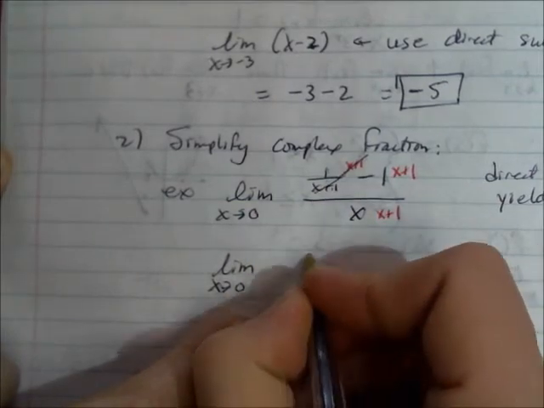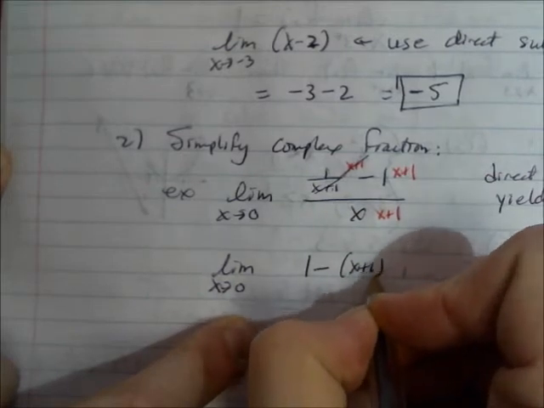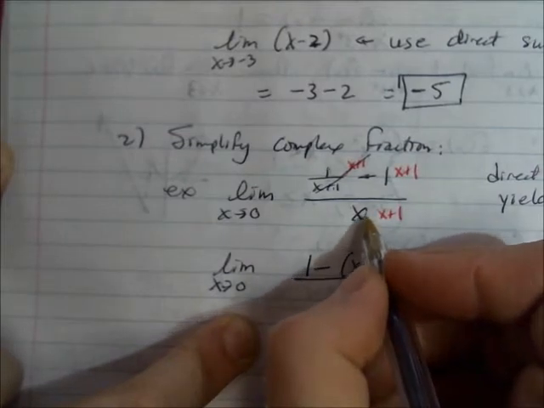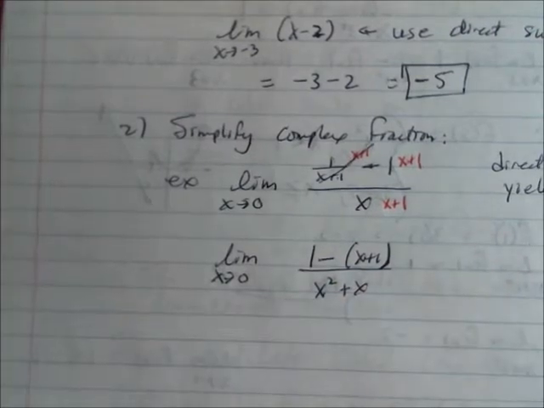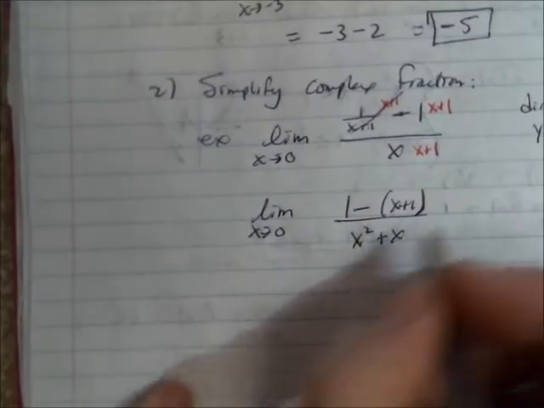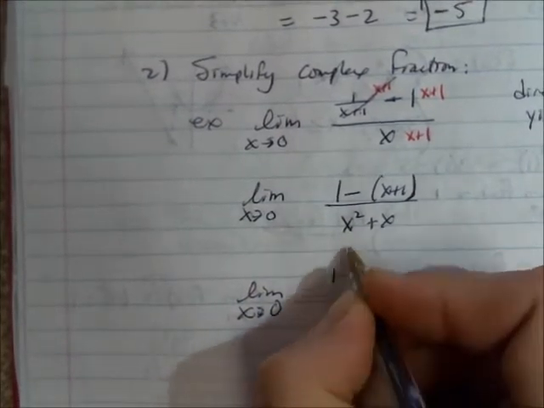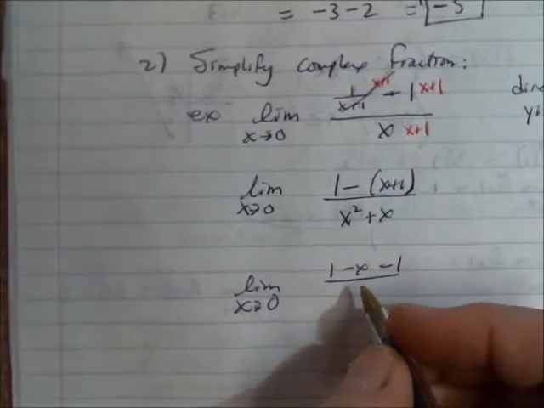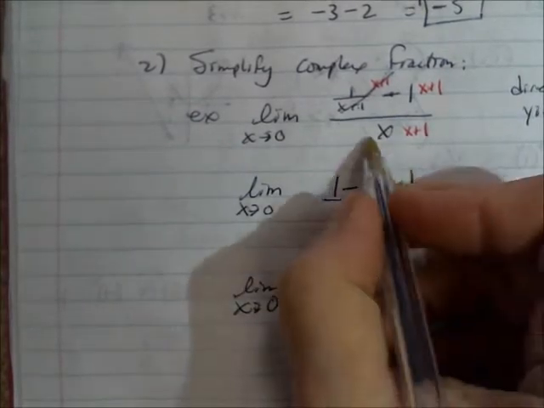This cancels, so you're going to get a 1 in the numerator minus 1 times x plus 1. Put it in parentheses because it's a subtraction, all over. Now we have x times x plus 1, which is x squared plus x. Now what we can do is simplify this fraction a little bit. So we have the limit as x approaches 0 of 1 minus x minus 1 all over. I guess I probably should have just kept this as x times x plus 1, not distributed back there.